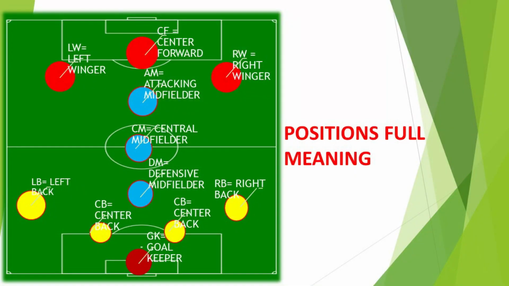This formation image is to inform you of the full meaning of each abbreviated position in every football formation we explained to you in this video. GK means goalkeeper, CB means center back, LB means left back, RB means right back, DM means defensive midfielder, CM means central midfielder, and AM means attacking midfielder. LW means left winger, RW means right winger, CF means center forward.